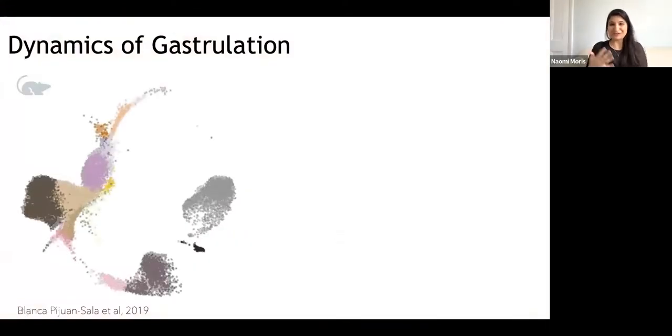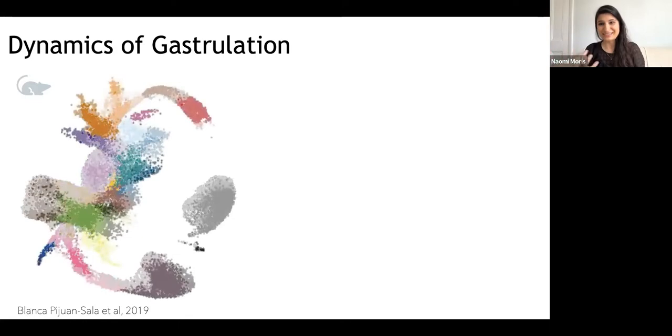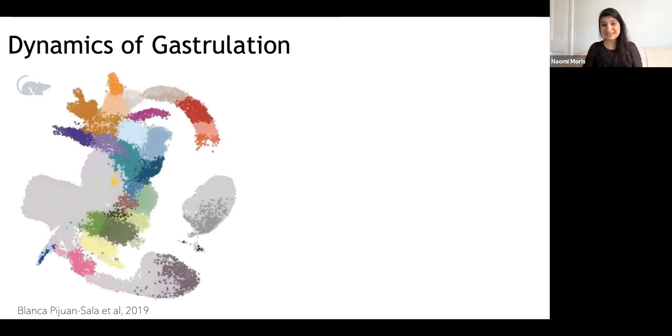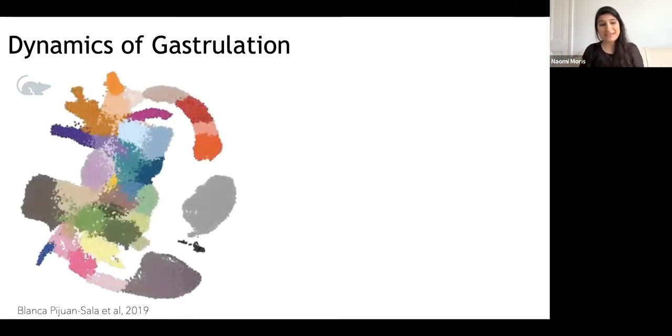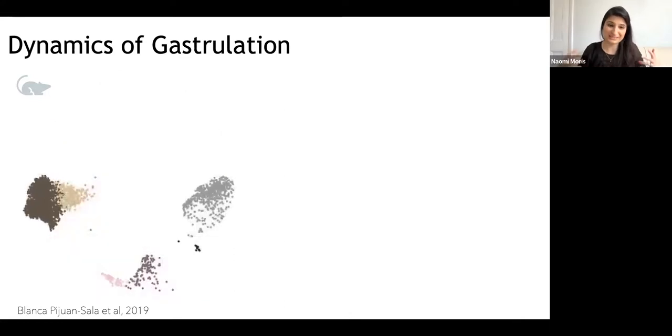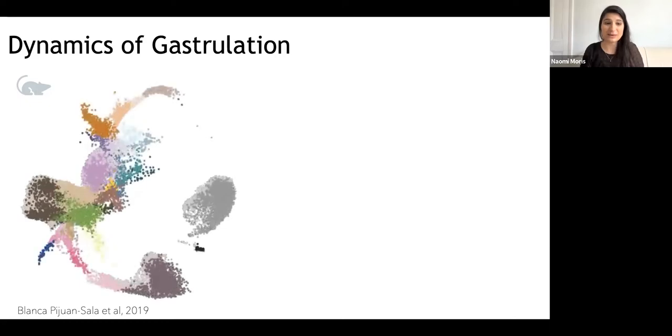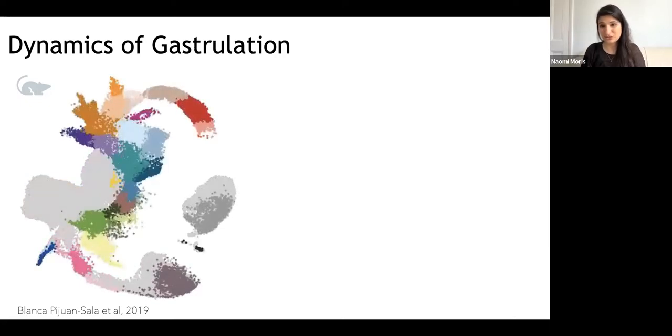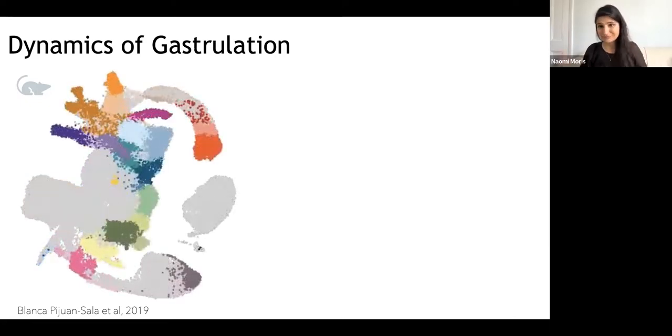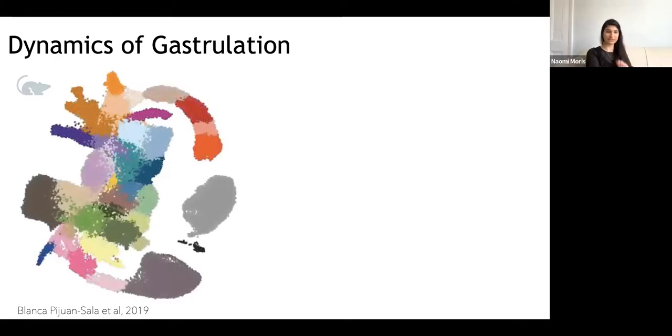But I've been showing you kind of static pictures of gastrulation, and gastrulation by definition is a process. It's a really dynamic thing. And we're only just getting a glimpse really of how dynamic it is, even in the mouse system, with some of the new technologies that have been coming about and gaining traction.